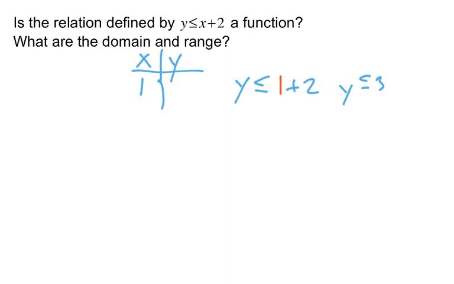So y could be 3. But y could be anything less than 3 also. It could be 2. It could be 1. It could be 0. Oh my goodness, I think this is really, really clear here. If you have an inequality defining your relation, you're not going to have a function, because when you choose a value of x, there are actually many values of y that will work. So this is not a function. As far as domain and range, we'll start with the domain.